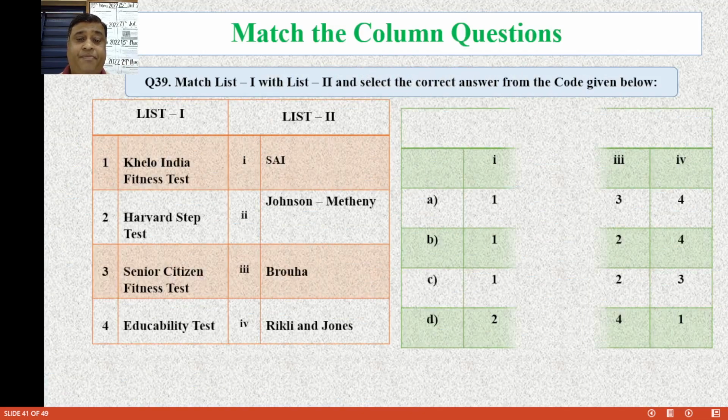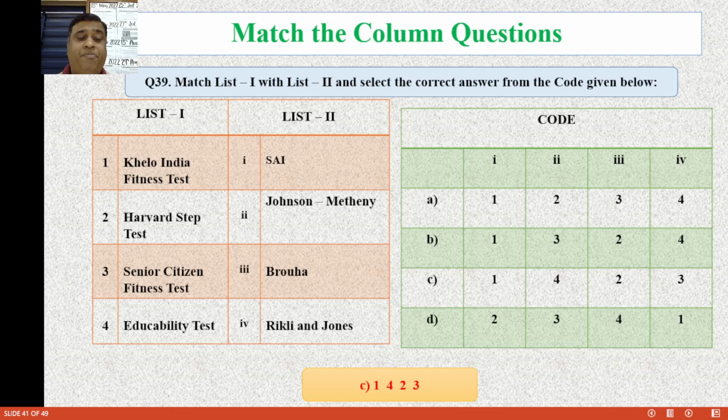Question number 39. Khelo India fitness test, Harvard step test, senior citizen fitness test, and educability test. Khelo India was developed by SAI, the Harvard step test was developed by Proha and others, the senior citizen test was developed by the Johnson-Metheny test, and the educability test was developed by the Rikli and Jones test. Now option C is correct.